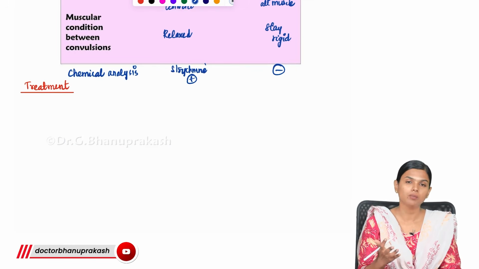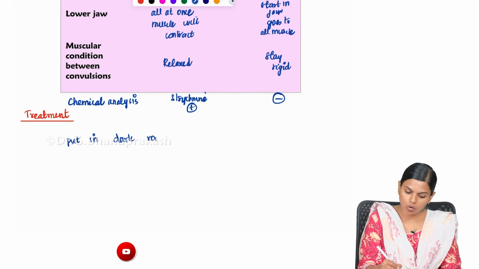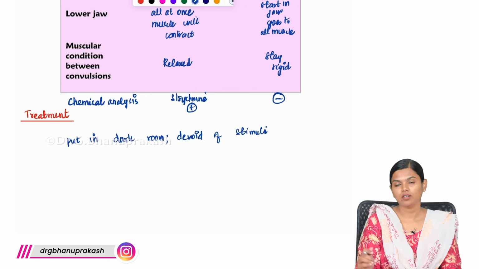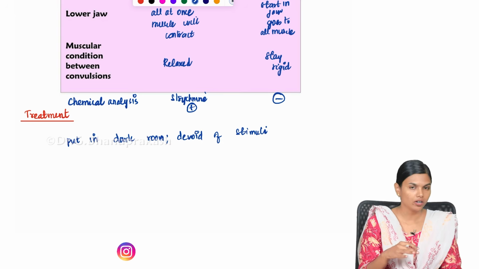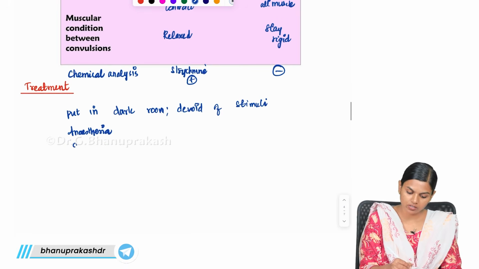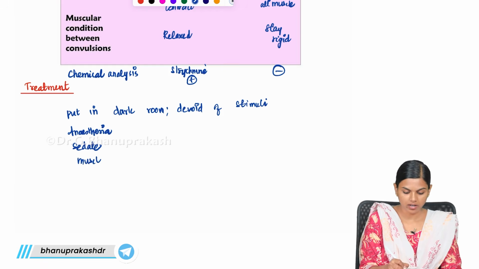And next, what is the treatment? How will you treat such a patient? They will be put in a dark room, devoid of any stimuli. What will happen is that if there is any stimulus, there will be violent contraction. Because of that, they will be put in a dark room, and we will give them anesthesia to reduce the pain, and we will try to sedate them, and also give muscle relaxant.